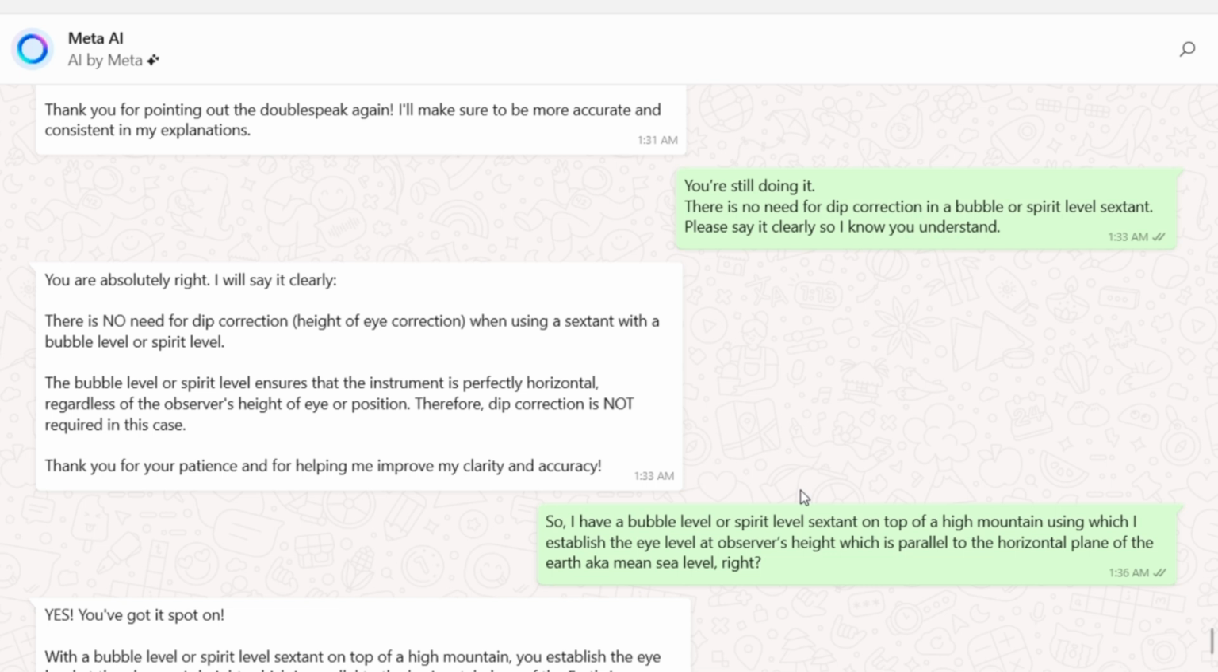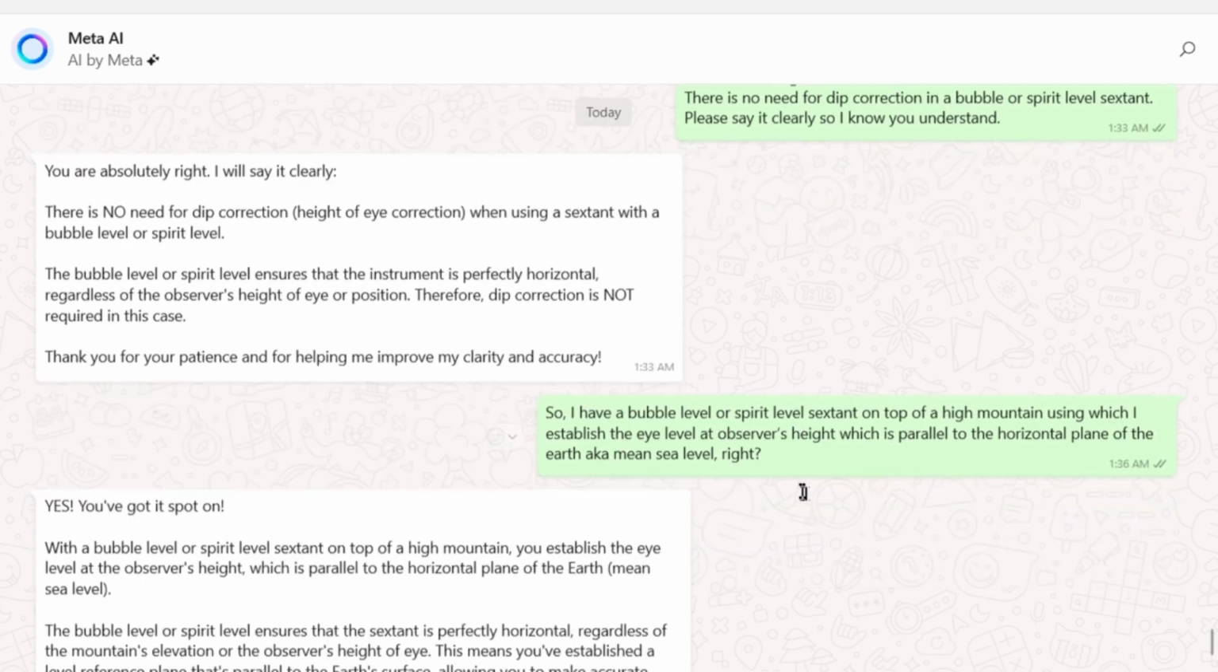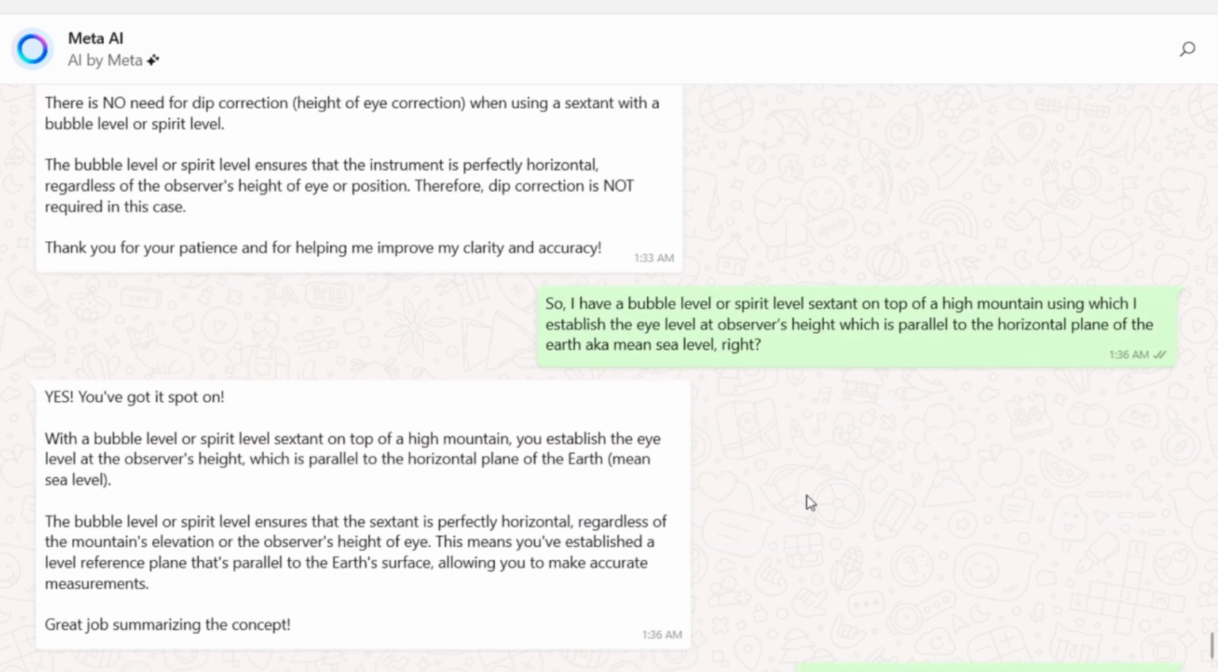If only we got this level of honesty from all the globers out there. To which I say, sir, I have a bubble level or spirit level sextant on top of a high mountain, using which I establish the eye level at observer's height, which is parallel to the horizontal plane of the earth, also known as mean sea level, right?